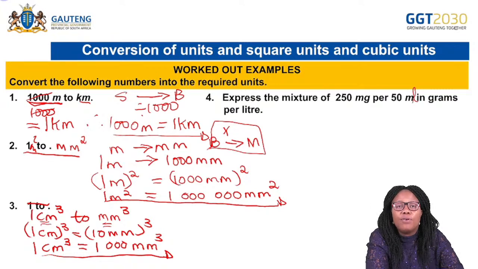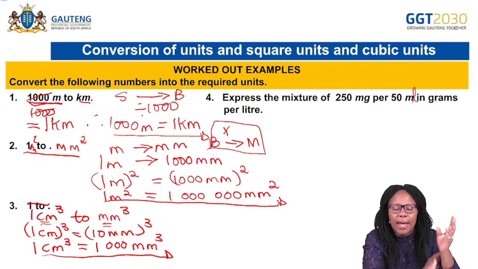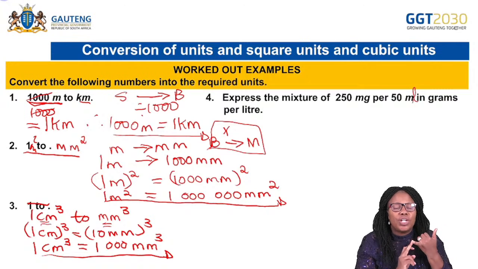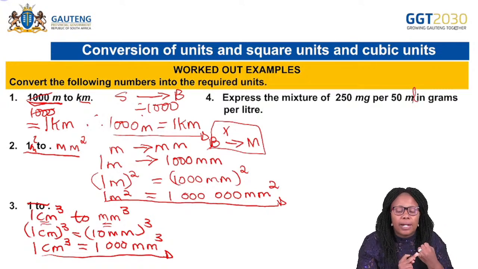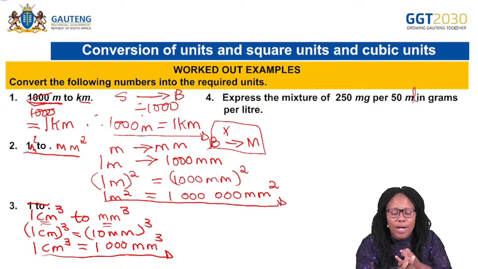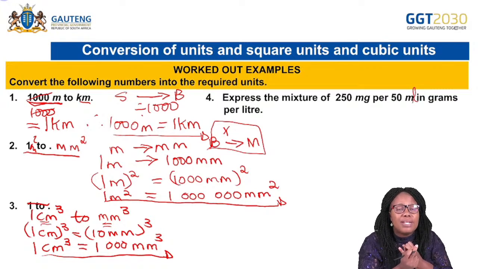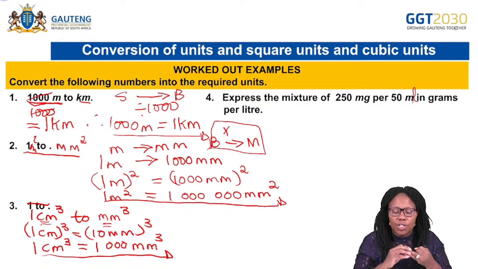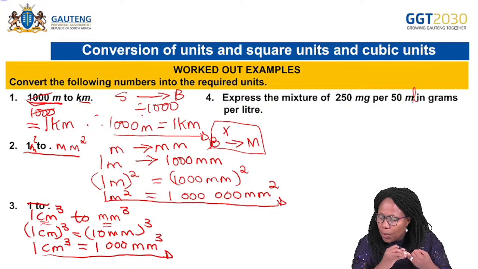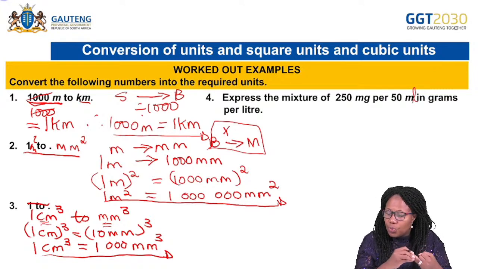Okay, so we are having two conditions, grade 12, whereby the first condition, you are changing the 250 milligrams to what? To grams. The second condition is where you are changing what? A 50 milliliters to what? To liters, so that it can give you the ratio that is given to you, which is grams per liter. All right, let's continue now doing so, grade 12.